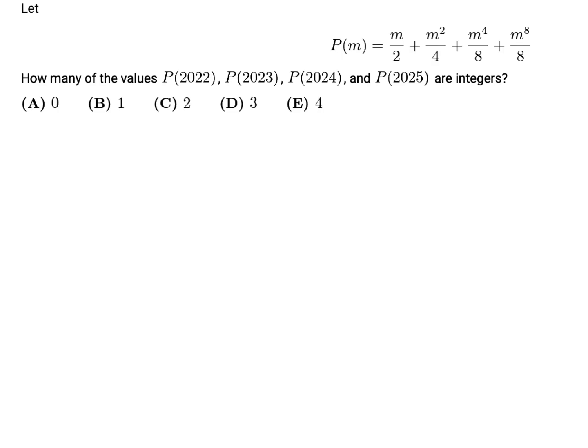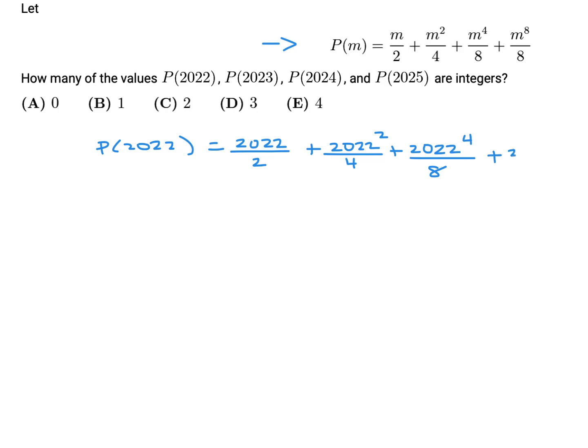Okay, here we go. Let's start with P2022, I guess. You plug it into there, and let's see what we get. We get 2022 over 2 plus 2022 squared over 4 plus 2022 to the power of 4 over 8 plus 2022 to the power of 8 over 8. Got it? Okay, that's 11.